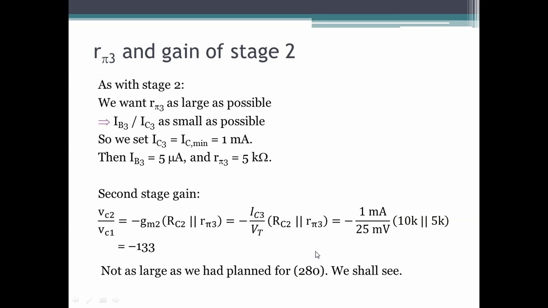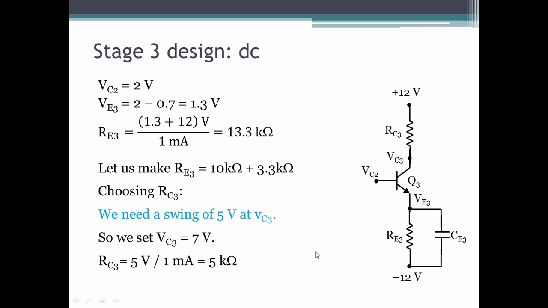Come back later. Alright, so now we finished stage 2. Let us do stage 3. So this is a circuit of the stage 3. The circuit is identical to stage 2. It is a gain stage common emitter amplifier with the emitter resistor bypassed. We already know that VC2 is 2 volts. We just designed for it. So VE3 will be 1.3 volts. Again, we are designing for 1 milliamp, the lowest possible current.